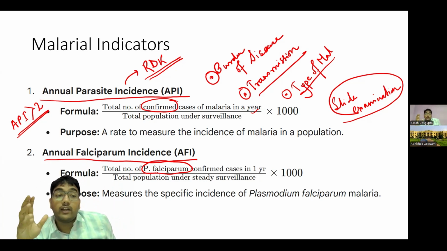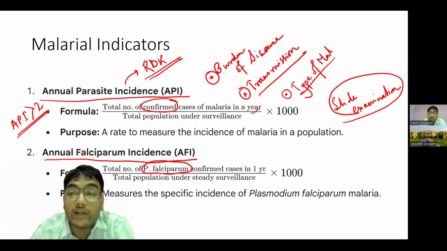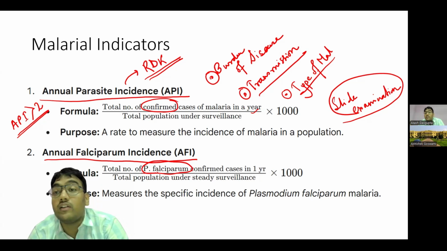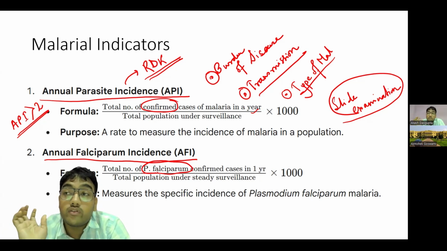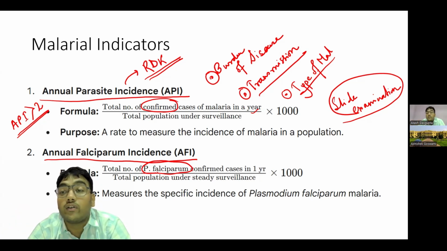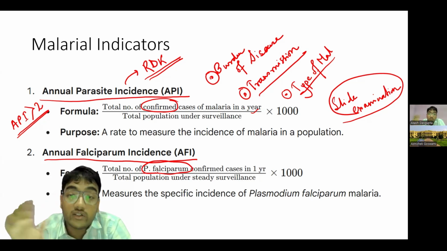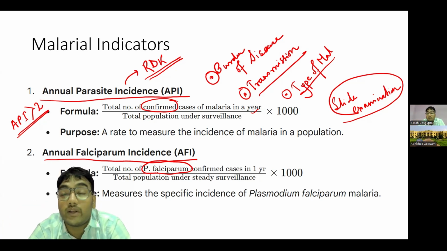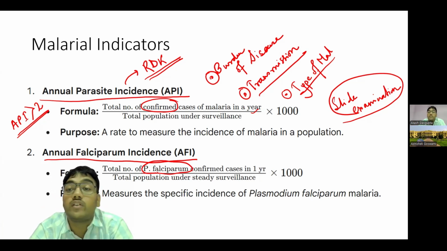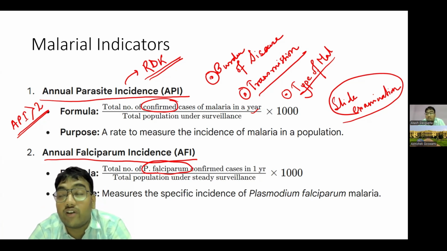That indicates some changes in the vector behavior and the disease patterns, and based on the type of disease that is becoming more common, those drugs, diagnostic kits and measures of controlling the disease have to be present with the program. So the program needs to understand not only how much disease burden there is, but also how much of that is falciparum and how much is vivax, because the treatment and the challenges of reducing the burden of the two diseases are different.